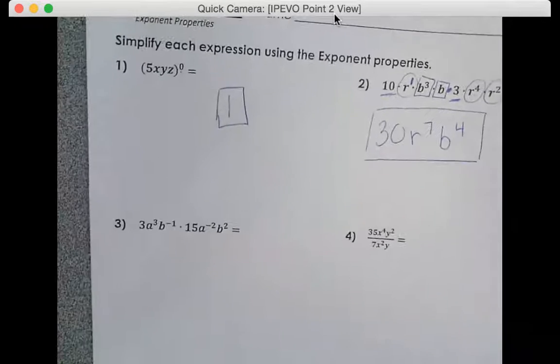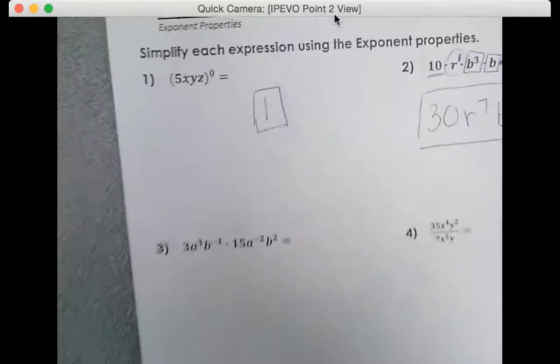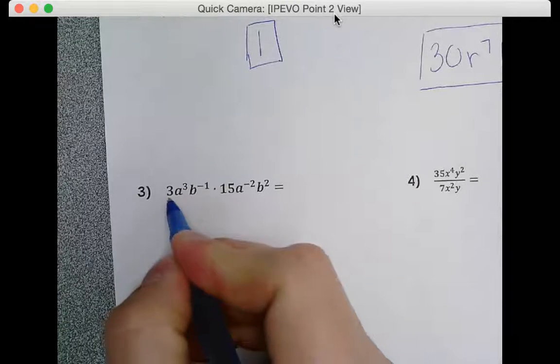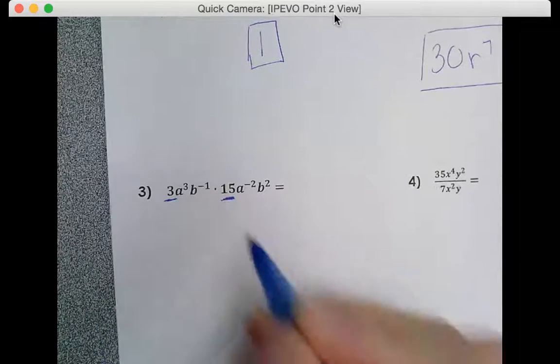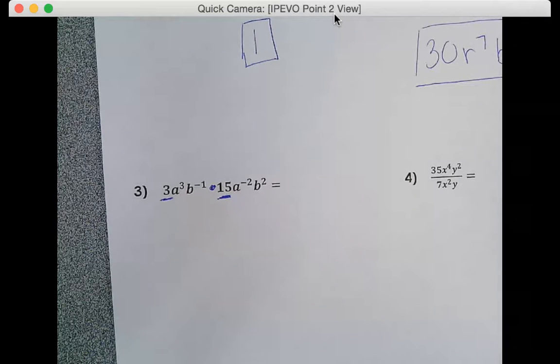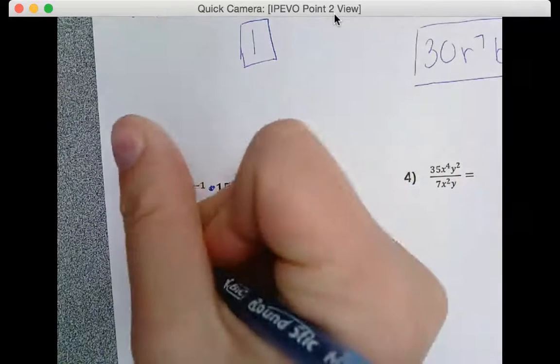When we look at number 3, again, you want to look at your coefficients first. So those are those big numbers. And remember, we just do these like normal. So this 3 and this 15, we're going to multiply. So don't do any of the exponent tricks for the big numbers. Those are just for the exponents. So this will just be like normal. 3 times 15 is 45.